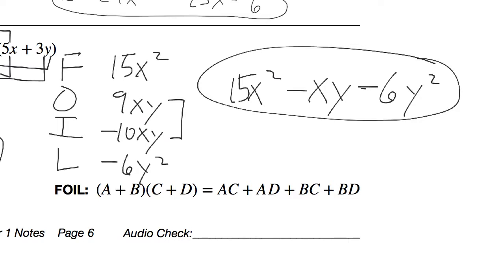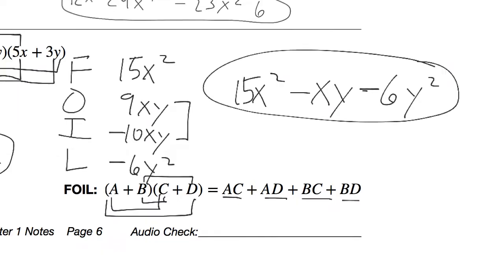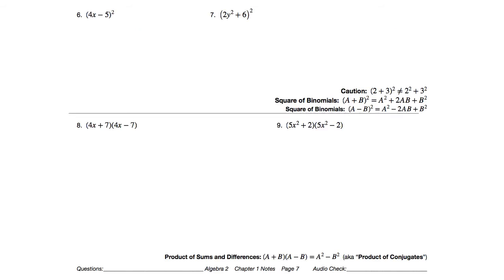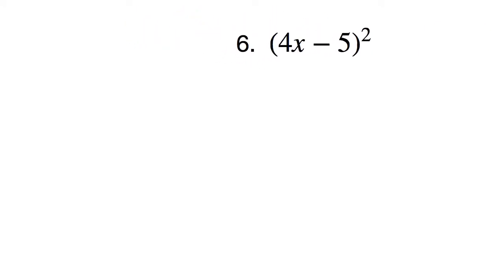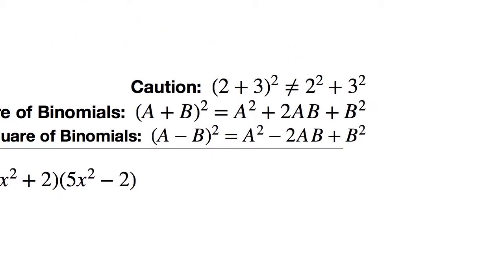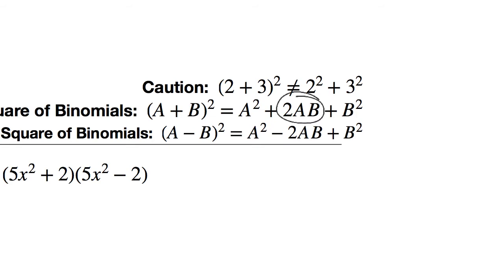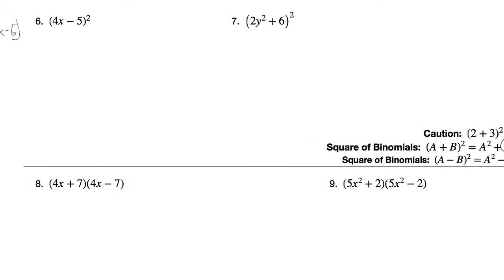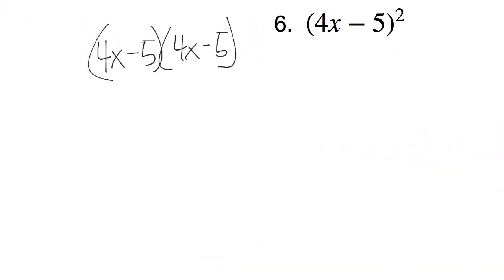So in general, you have a plus b and c plus d. That becomes first ac, outside ad, inside bc, and last bd. Here, we could FOIL this. In fact, if we did, it would be 4x minus 5 times 4x minus 5. We could do first, outside, inside, last. But if you notice, the outside and the inside terms are always going to be the same, so you can just double them. Let me just show you what that looks like.